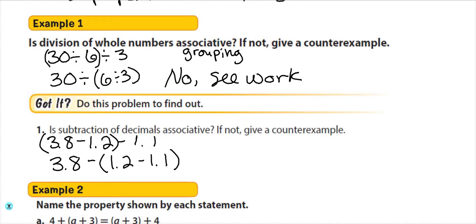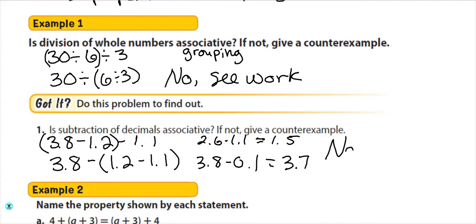Actually, let me do the top one first. Sorry, I got ahead of myself. If I do 3.8 minus 1.2, that would give us 2.6. So that would give me 2.6 minus 1.1, which is going to give me 1.5. Whereas over here, if I do 1.2 minus 1.1 first, that's going to give me 0.1, and then 3.8 minus 0.1 is going to give me 3.7. So no, I don't get the same answer. All right, so this one does not work either. I'm just going to put C my work. So associative only works on multiplication and addition. It does not work on division or subtraction.